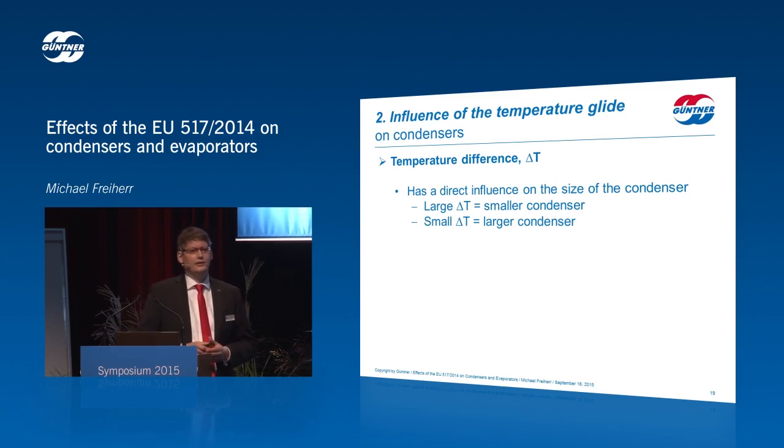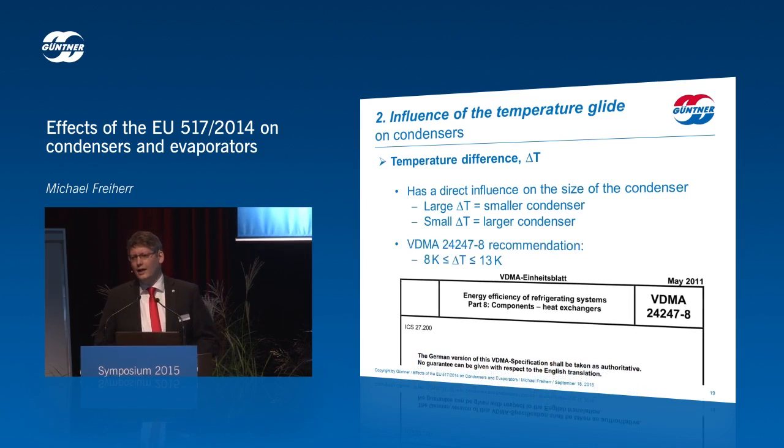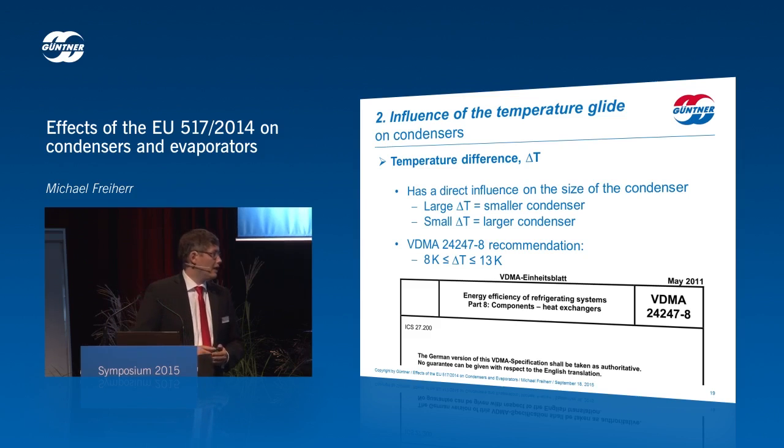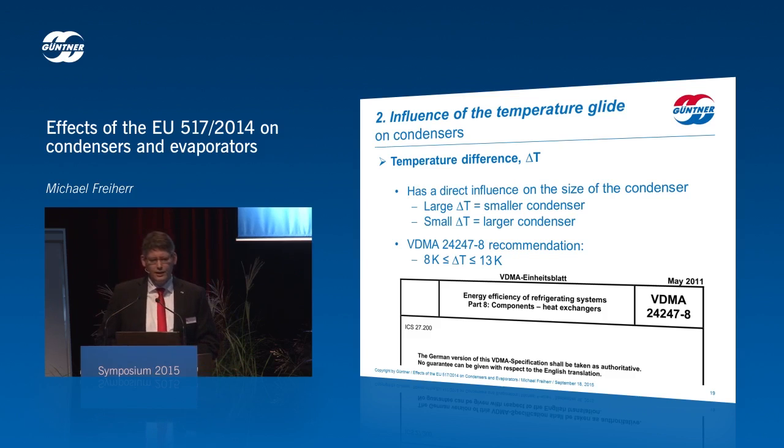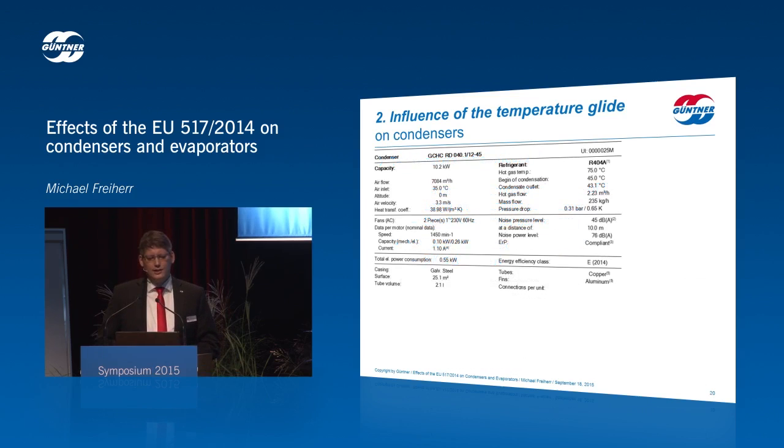If you ask yourself, what delta T should I select for my design, you can have a look at the VDMA 24247, because they have created a standard sheet. It's existed for some years. Part 8, that is, Mr. Güntner Company also contributed to this standardized sheet. And it talks about the components of heat exchanger and the energy efficiency of refrigerating plants and the design of those. And they said that the delta T should be between 8 Kelvin and 13 Kelvin. So let's have a look at the design of a condenser for 404A and a delta T of 10 Kelvin.